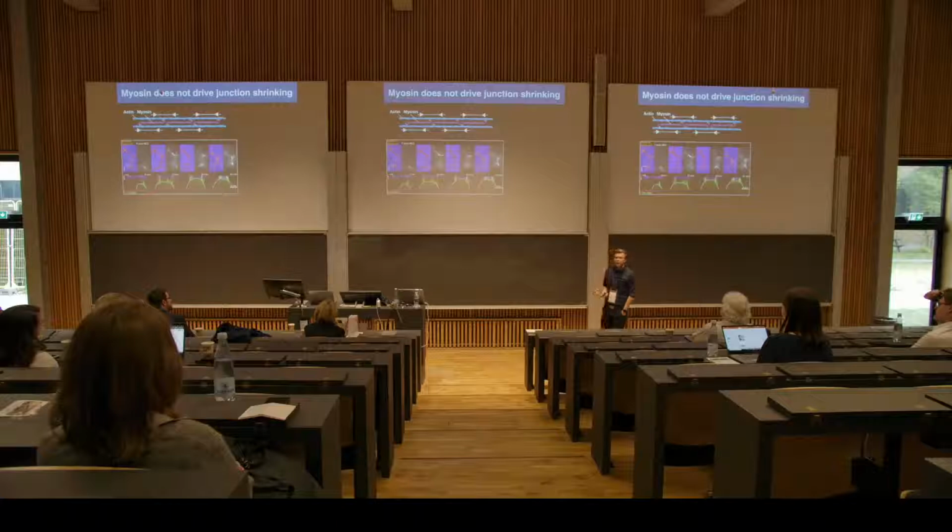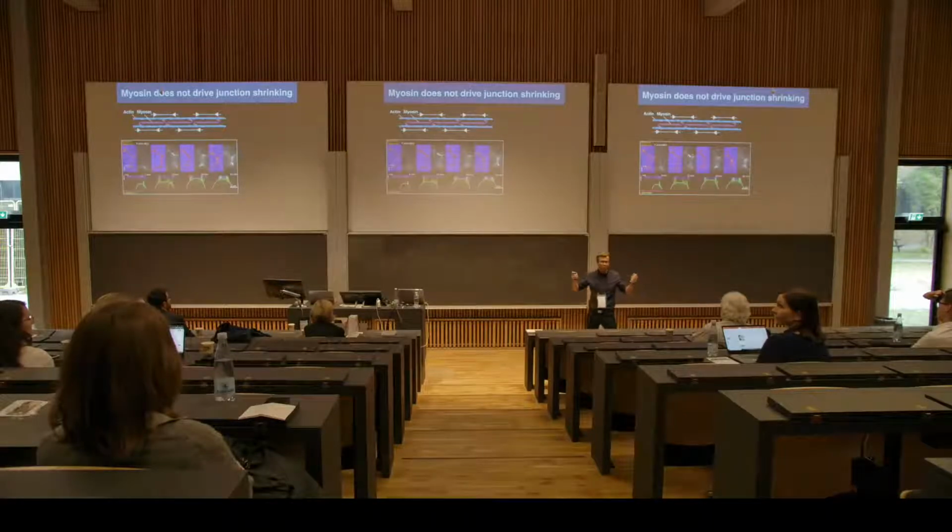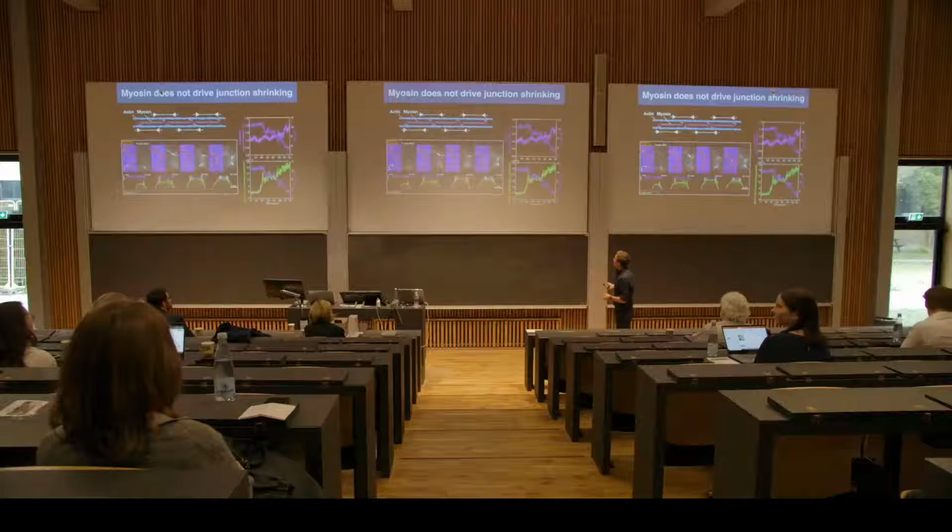And then if you quantify the dynamics of this process, it will look like this. Traditionally, when you think about shrinking of the junction, we have to think about myosin, because myosin is this motor protein that, pretty much like in our muscle, will contract and bring the actin filaments together. It will shrink the junction. So if you, for example, measure the intensity of myosin along the shrinking junction, this is what we get.